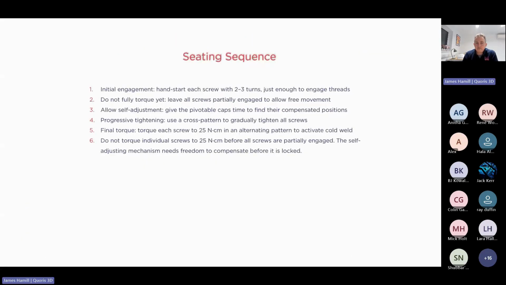So when you seat something with these passivity tie bases in place, there is a certain sequence, and it's all about allowing the pivotable caps, those little bells, to compensate for any misfit in terms of positioning. Okay, so you screw it down just 2 to 3 turns to get it engaged. And then once you've done that across the arch, then you're going to do some cross arch tightening of all the screws until you finally torque them down to 25 Newton centimeters and engage the cold weld. Okay, so that's how it works.